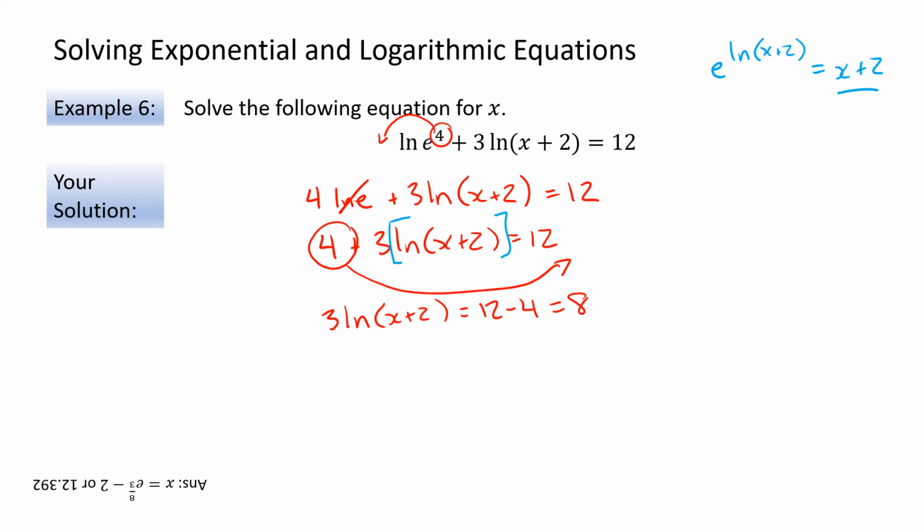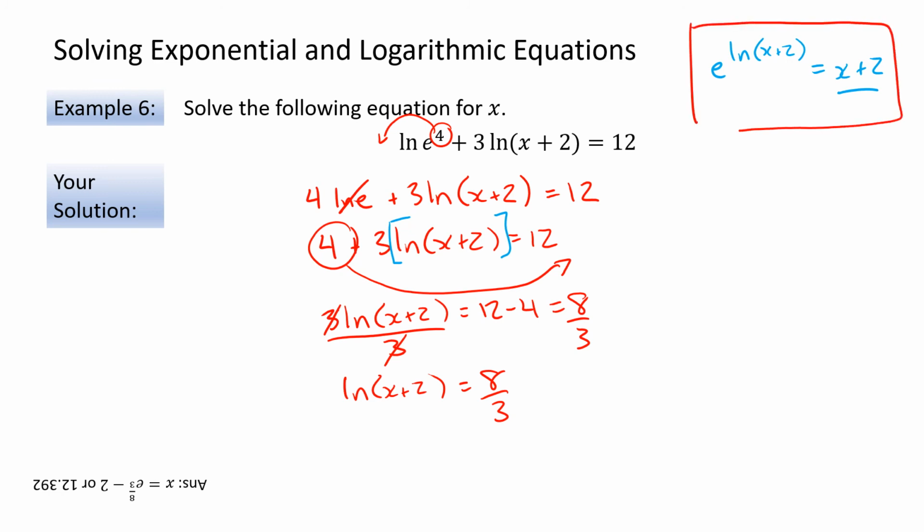Now, I want to solve for x plus 2. I'm going to do that by removing this 3, so I'm going to divide both sides by 3, and the 3's will cancel. And we're left with the ln of (x plus 2) is equal to 8 over 3. Now remember, this rule is very useful because now we have this x that's stuck inside the ln function. In order to remove it from there, we have to take the e of both sides. So we go e to the exponent ln of (x plus 2) is equal to e to the exponent 8 over 3.